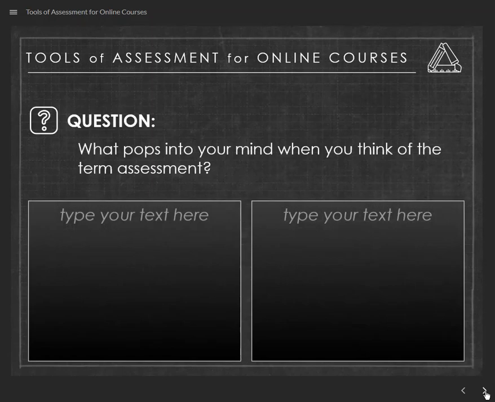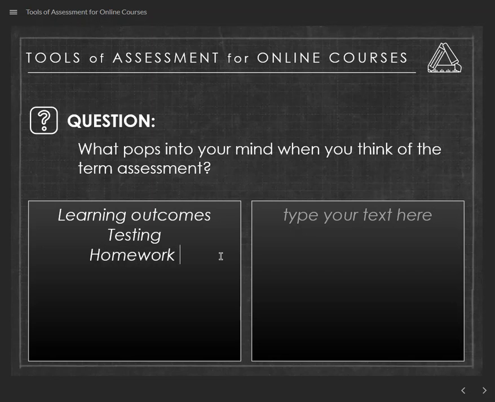This is where we're going to get a little more interactive. When you think about the term assessment, what pops into your mind? You can shout stuff off right now, and I'll type it in here, and this will come back around at the end. What do you think of when you think of the term assessment? Learning outcomes. Okay. Testing. Okay. Homework assignments. Okay. Discussion boards. Okay.